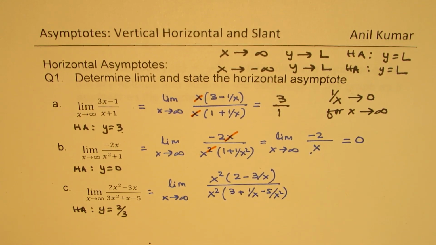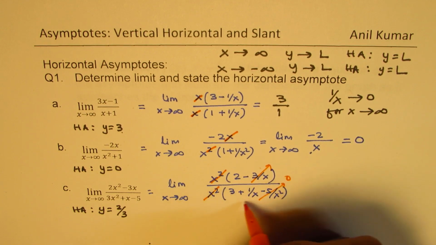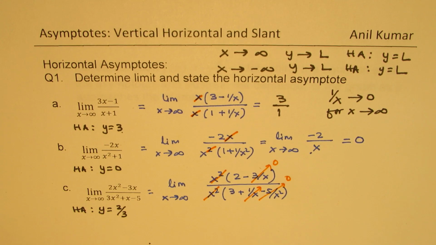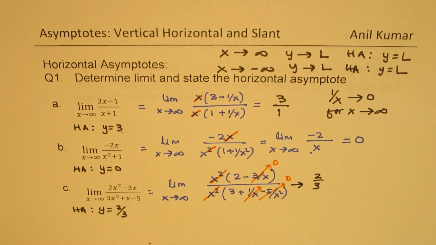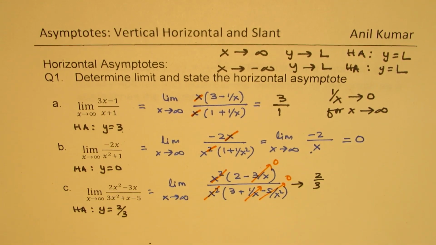Now clearly, x squared and x squared will cancel. When x is very large, these values approach 0, right? These values approach 0. And therefore, what are you left with? You are left with 2 over 3. So this approaches 2 over 3. Does that make sense? So y equals 2 over 3 becomes the horizontal asymptote. So that is how you could algebraically find the answer, but by simple inspection also, we can write down the value of the horizontal asymptote. Perfect.